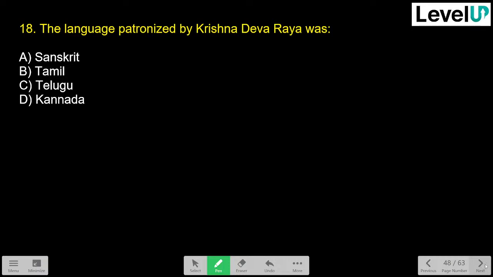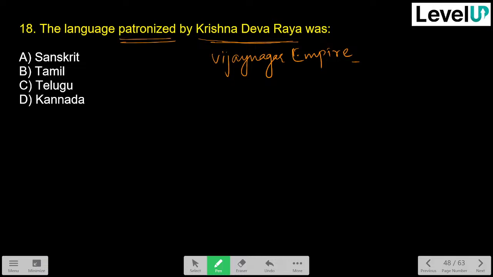Next, the language patronized by Krishnadevaraya. Krishnadevaraya was the most famous ruler of the Vijayanagar Empire, right? Which language did he patronize? He patronized the Telugu language. It was not Sanskrit, not Tamil, not Kannada, it was Telugu.